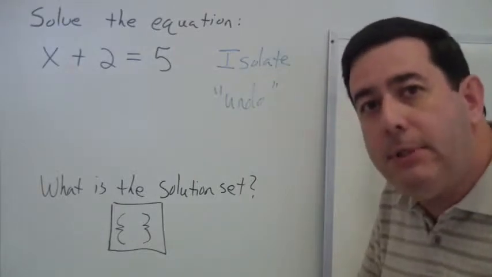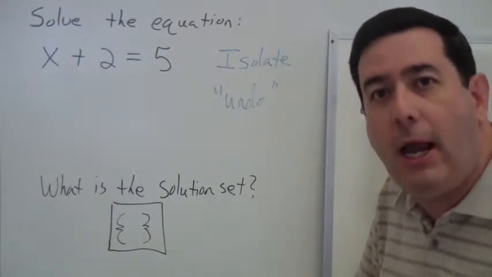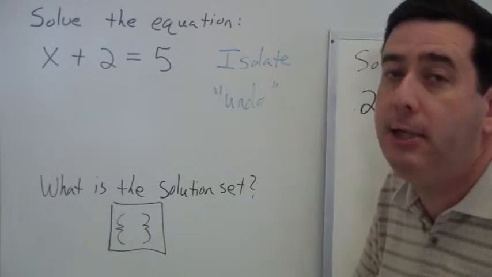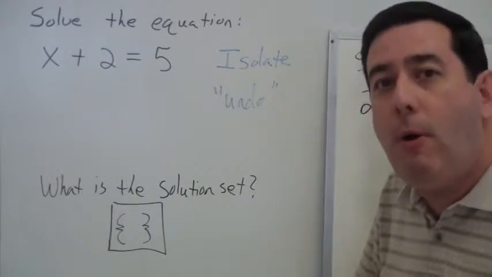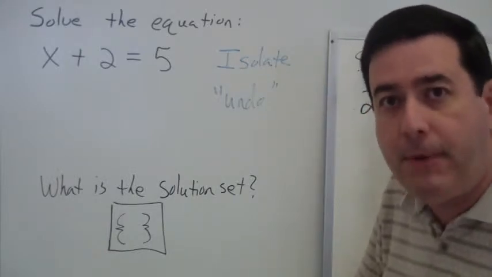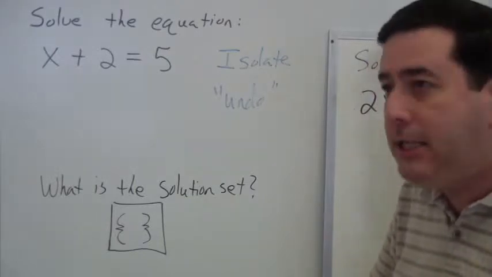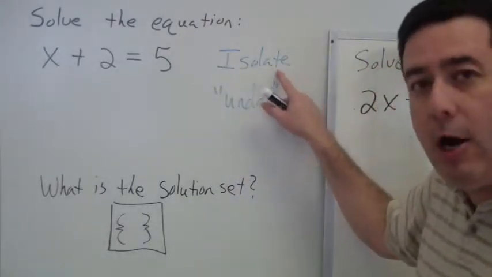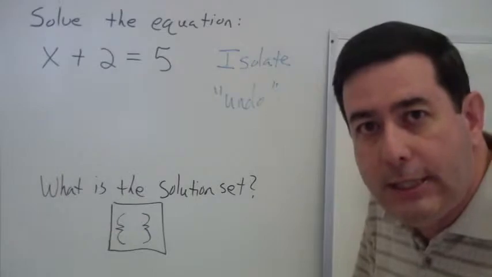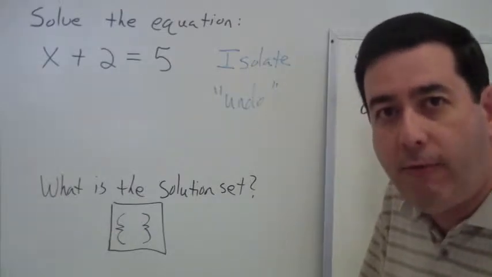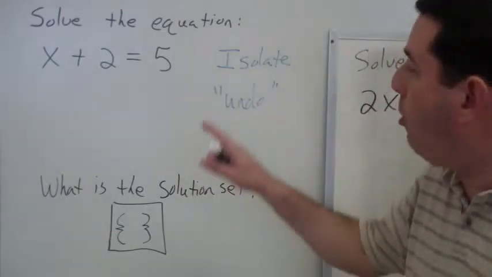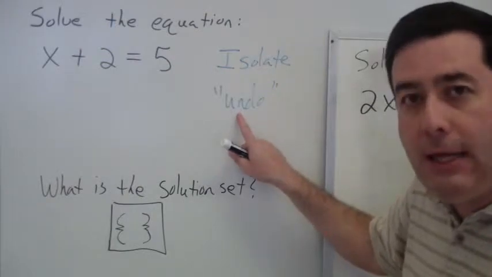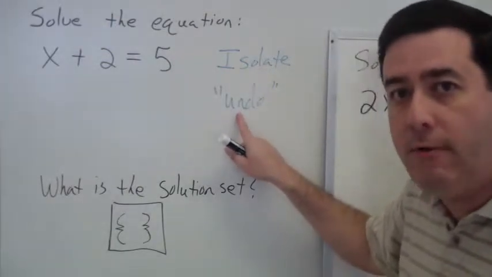But sometimes the problems get a little bit harder, and when they do, we need a process that we can follow so that we'll know how to get to the correct solution. What we want to do is to try to isolate the variable. That means to get it on one side of the equation by itself. In order to do this, we're going to undo anything that has happened to the variable.